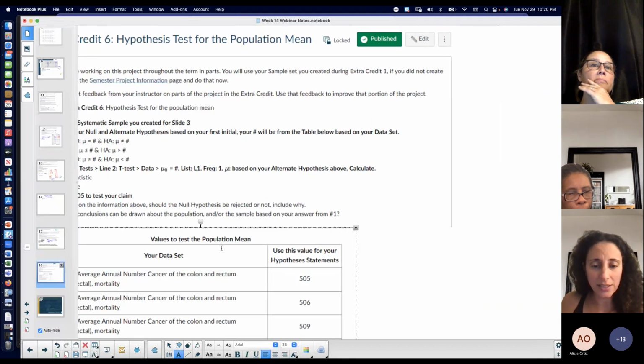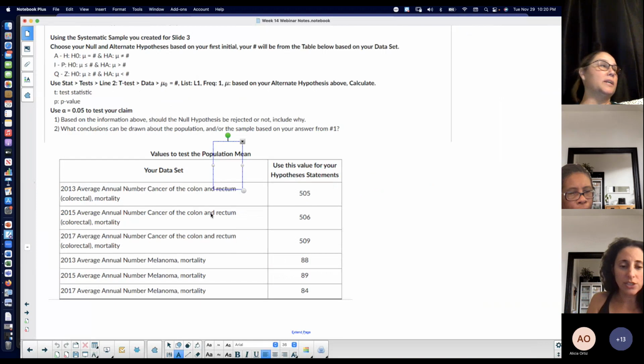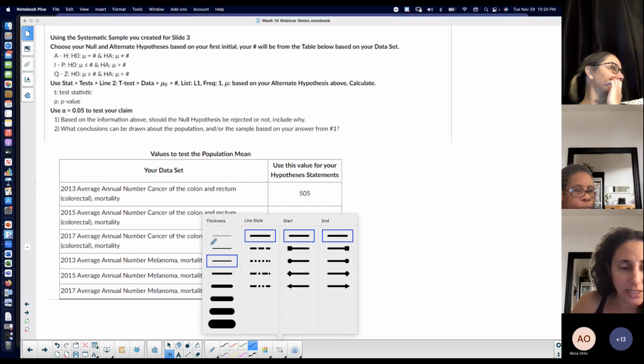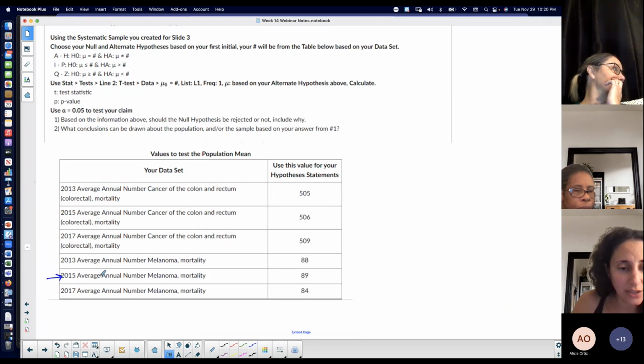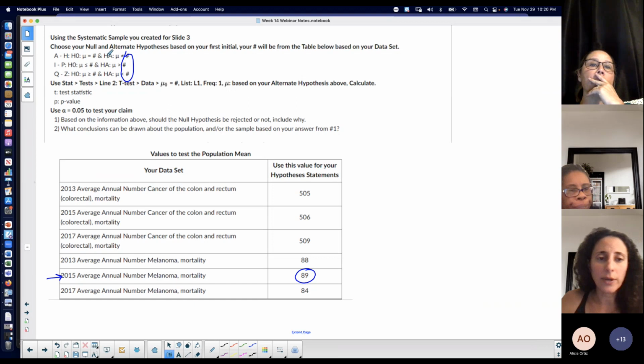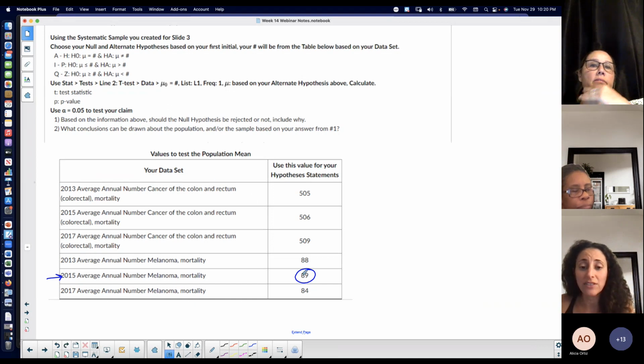So for hypothesis testing, you need this table, which is given to you to determine your hypothesis test. Now, my population was this one, the 2015 average annual melanoma number. That's the one I picked. So this is my number that I'm using in my null and my alternative hypothesis. This is given to me.